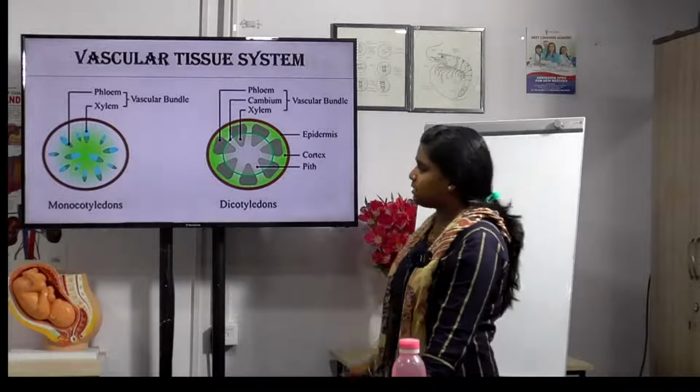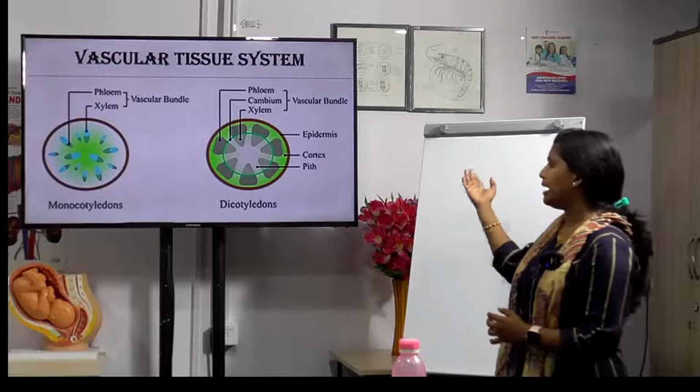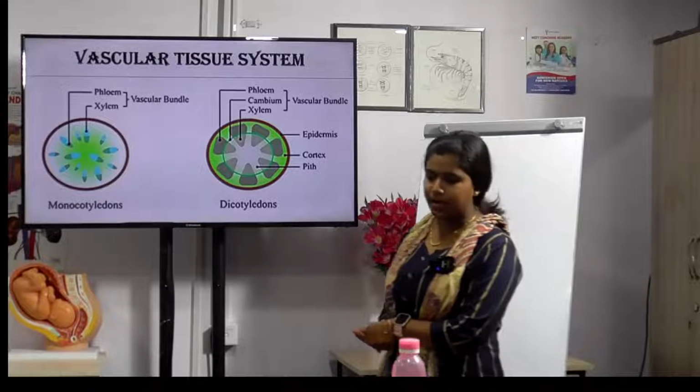Okay, in monocots the vascular bundle has two parts, phloem and xylem. But in dicotyledons there is an extra layer, that is called cambium.